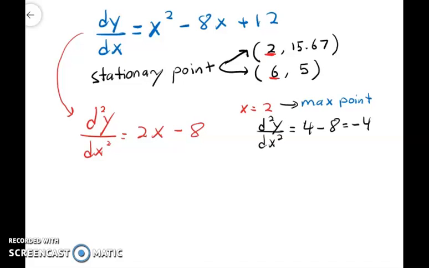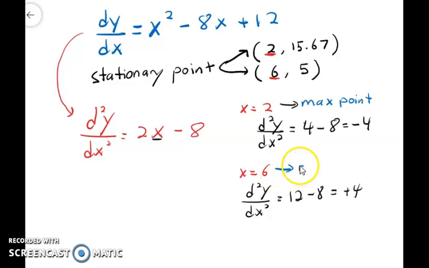Now we will be doing the same thing with x equals 6. So the second differentiation here, the value will be the 6 we substitute inside over here. You will be getting 12 minus 8. You will be getting the positive 4, which means here you will be getting a minimum point.